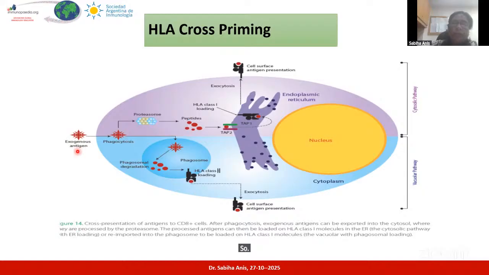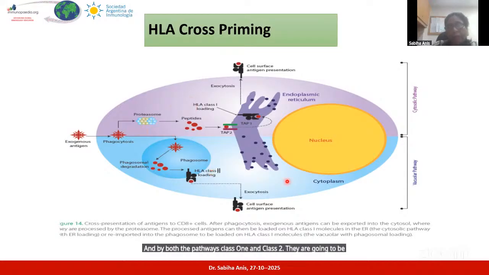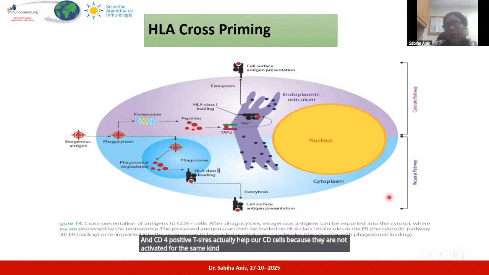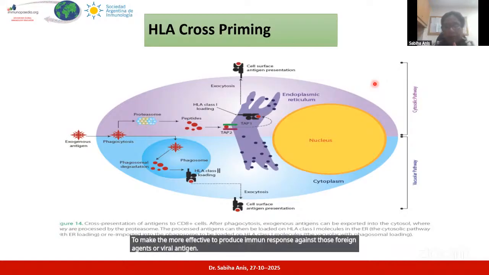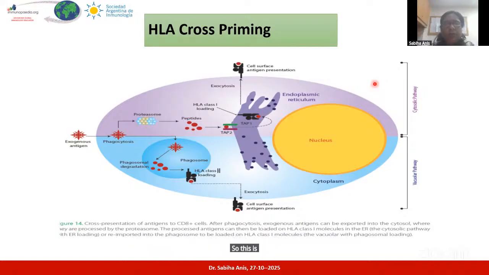So the antigens, when they are processed by both the pathways, class 1 and class 2, are going to be presented to both CD4 and CD8 positive T cells. And CD4 positive T cells actually help out CD8 T cells, because they are activated for the same kind of antigens, to make them more effective to produce an immune response against those foreign antigens, or viral antigens, or the cancerous antigens. So this is called cross-priming.